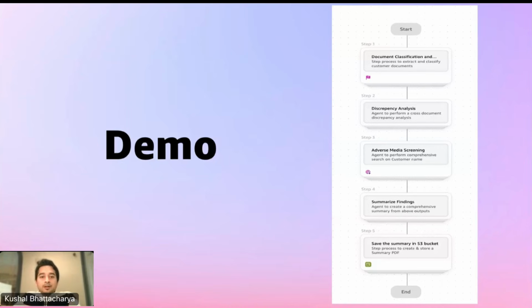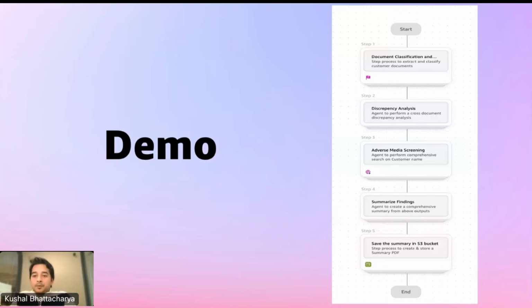Once it has had all the documents classified, if it finds something which is not classified or cannot classify a certain document, it also has the capability to raise it to a human, and then the human can go and read the document and classify it accordingly, right? Once the agent has all these documents classified, with or without the help of the human, then it will move to step 2, which is discrepancy analysis.